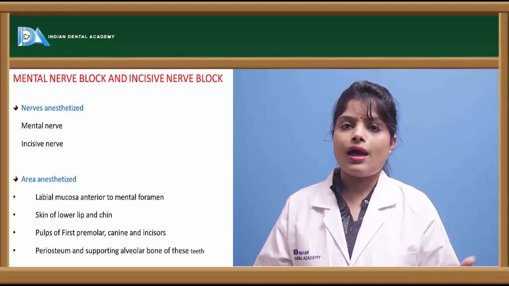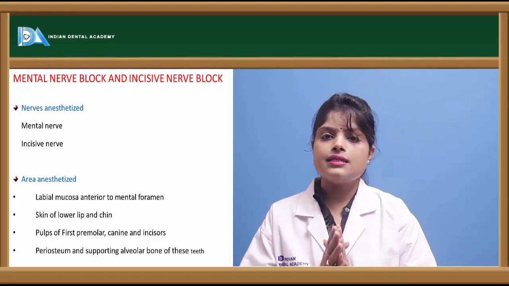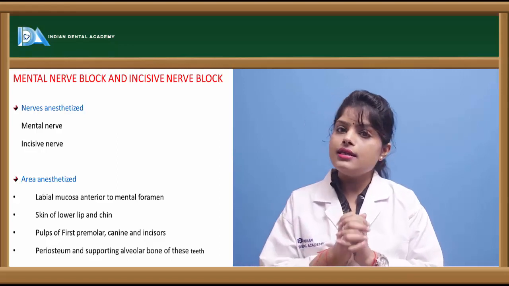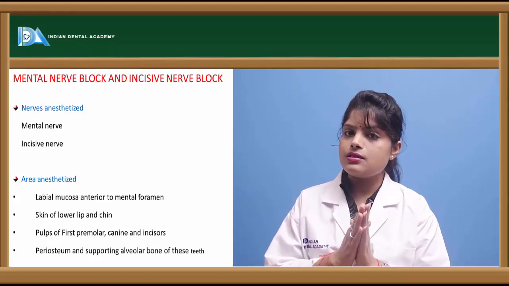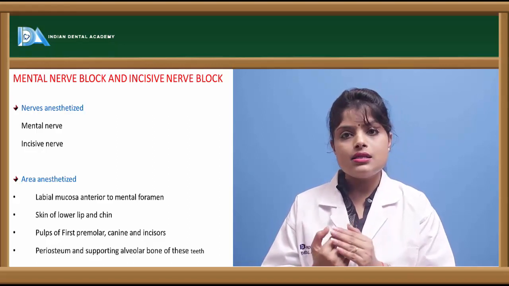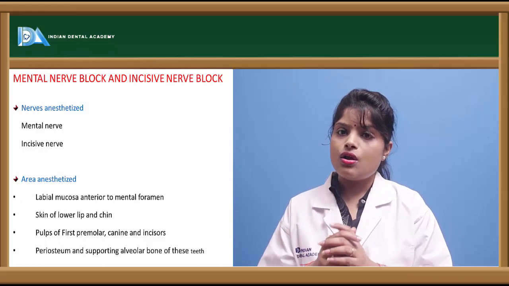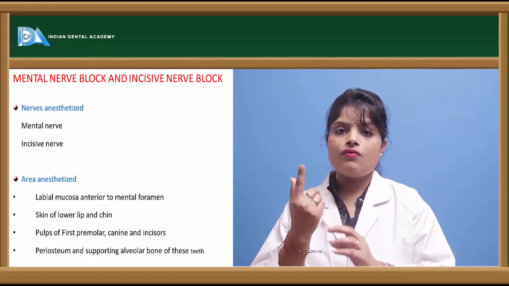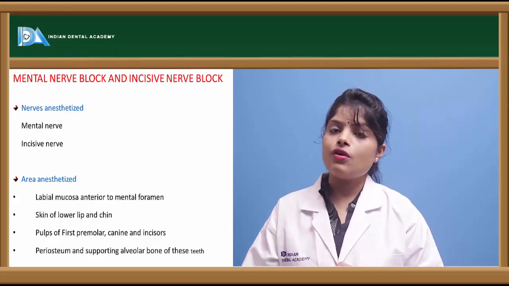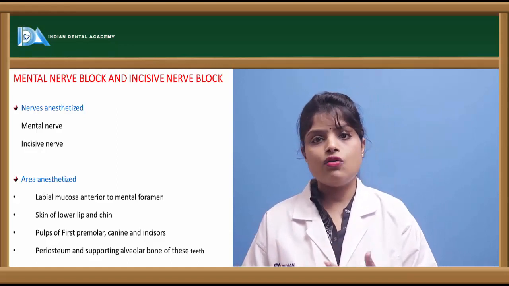Now coming to another easier nerve block, which is the mental nerve block or the incisive nerve block. This mental nerve block blocks the sensation of the mental nerve. The mental nerve is located beneath the premolar teeth, where it emerges from the mental foramen. So basically we inject the solution into the mental foramen.